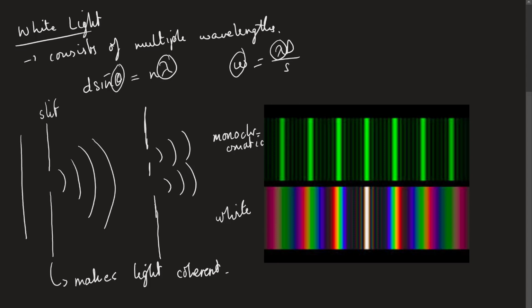We can see that in the center, we still have a central white fringe. This is because all of this light is still going to travel the exact same distance to get to the center, which means all of the light is going to converge there again. So we still have a white central fringe. It's after that white central fringe that we start to see this splitting of color.